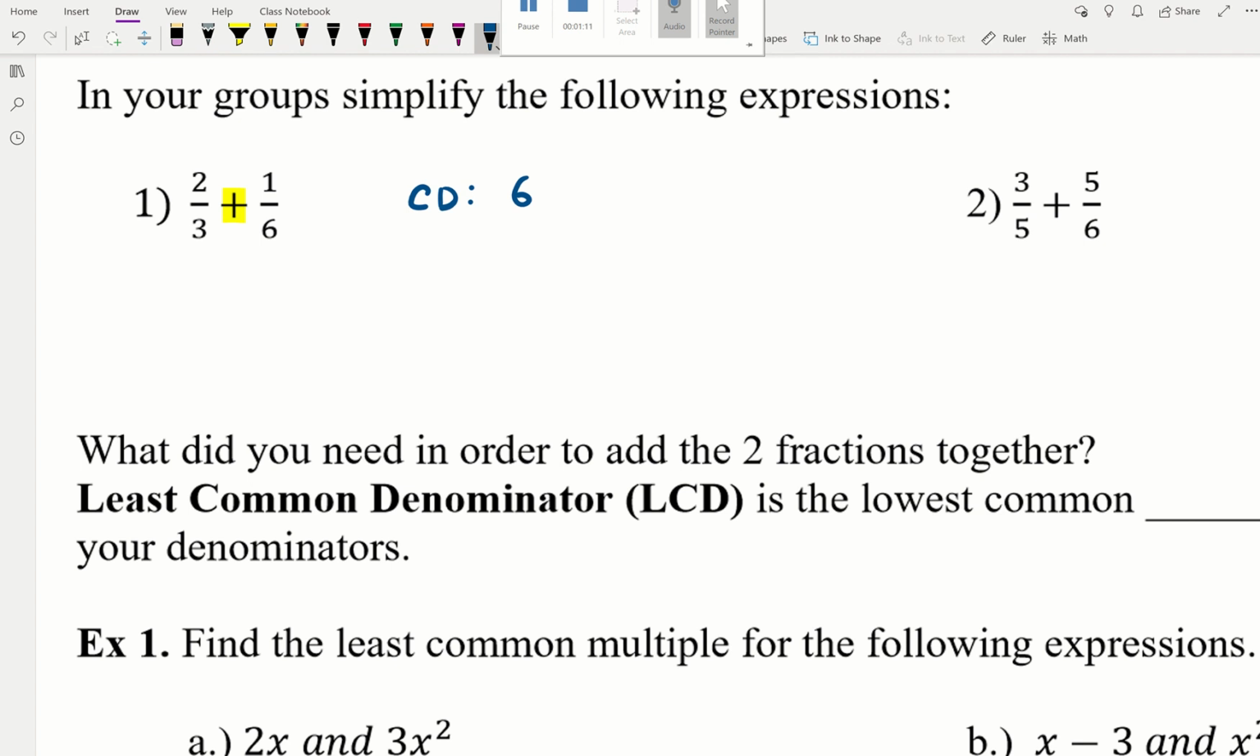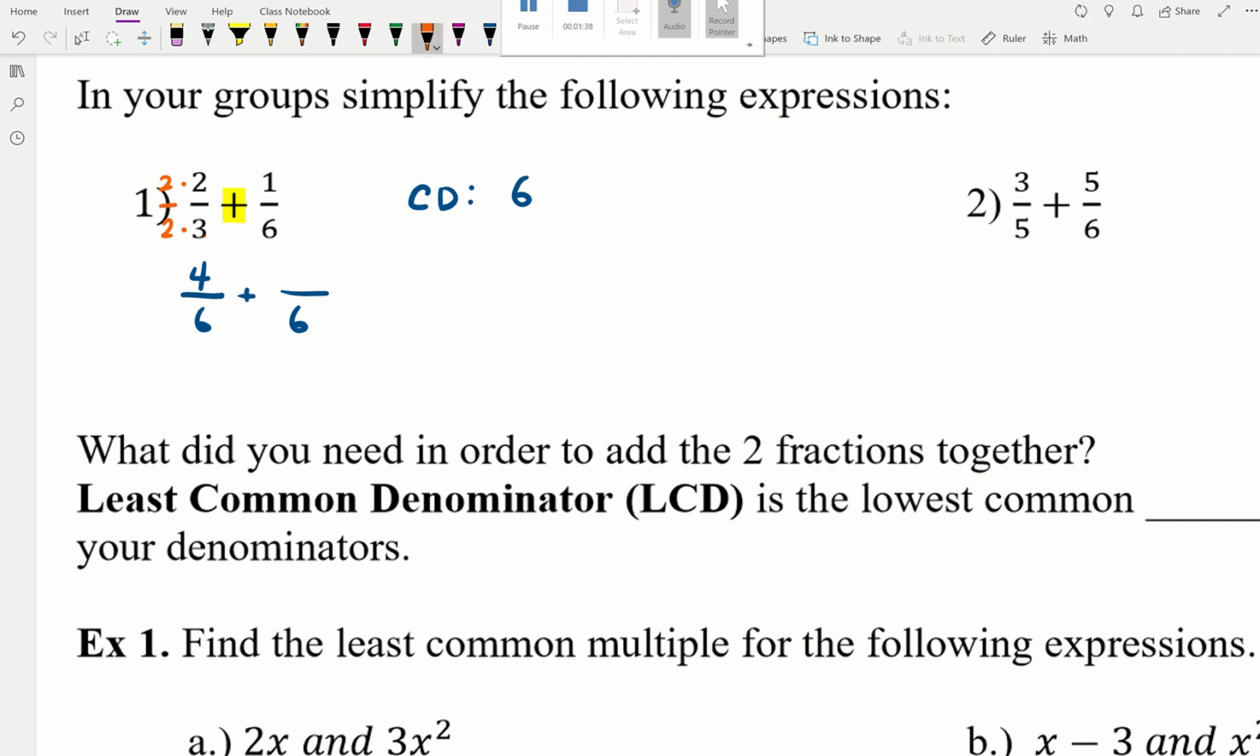So if we're going to add these together, the first thing we need to make sure is that we have that 6 on the bottom of each of our fractions. The first fraction is 2/3. So we have a 3 on the bottom, not a 6. The way we're going to make the 3 a 6 is we're going to multiply by 2. And if we multiply the bottom by 2, we're going to multiply the top by 2. So 2/3 is going to be rewritten as 4/6.